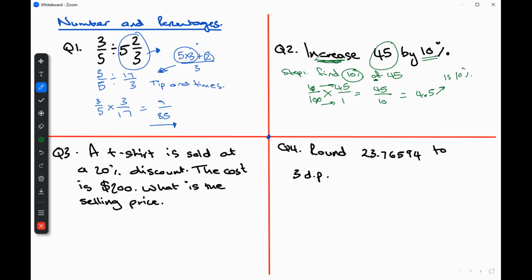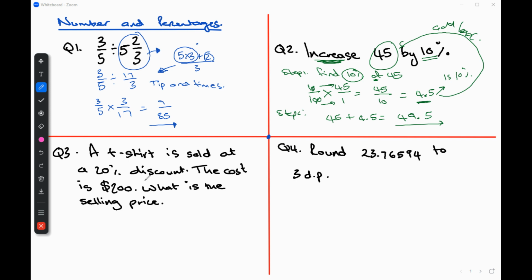But we want to increase it, so we have to add it back onto the original. That's what we want to do. So step 2, we take 45 plus 4.5, and that'll come to 49.5. All right. So we work out 10%. Once we get our answer, we add it back. Okay, good.